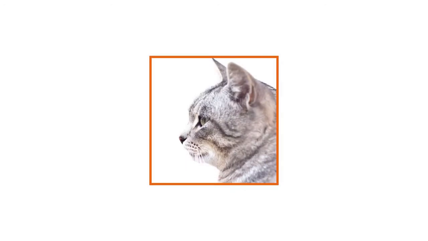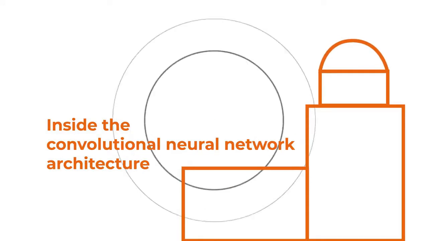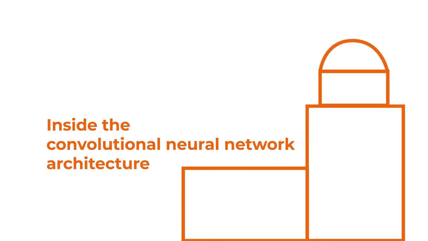The word convolutional refers to the filtering process that happens in this type of network. Think of it this way: an image is complex. A convolutional neural network simplifies it, so it can be better processed and understood. Let's look now at what's inside a convolutional neural network.